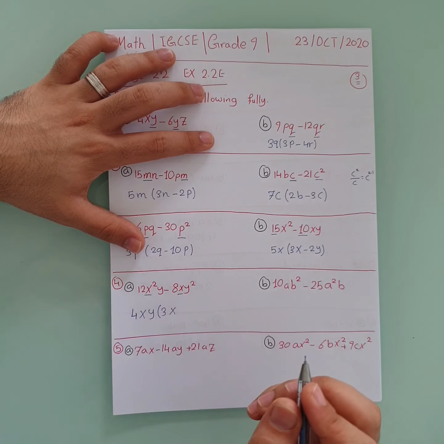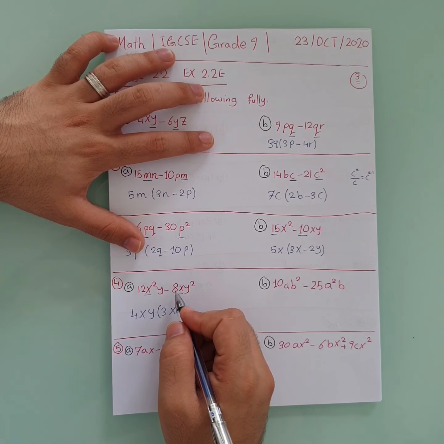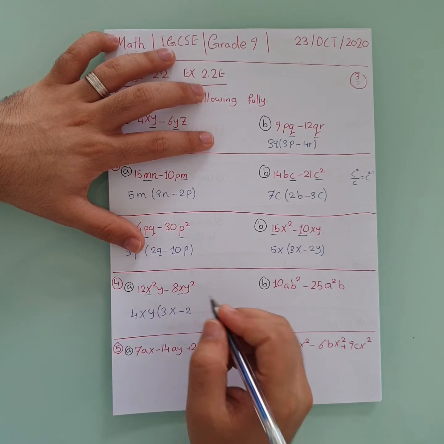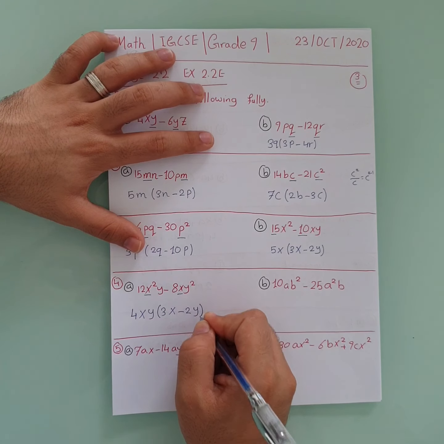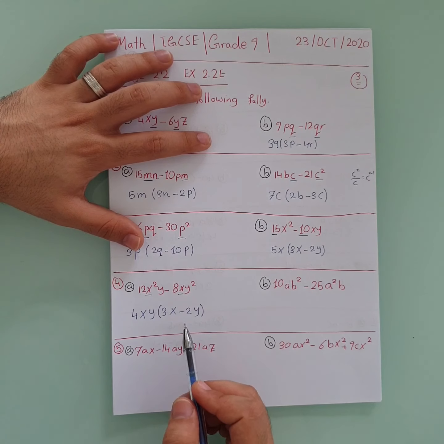Y divided by y, gone. Now we put minus. 8 divided by 4 is 2. X divided by x is gone. Y to the power of 2 divided by y is y to the power of 1. So here is going to be your factorization for this question.